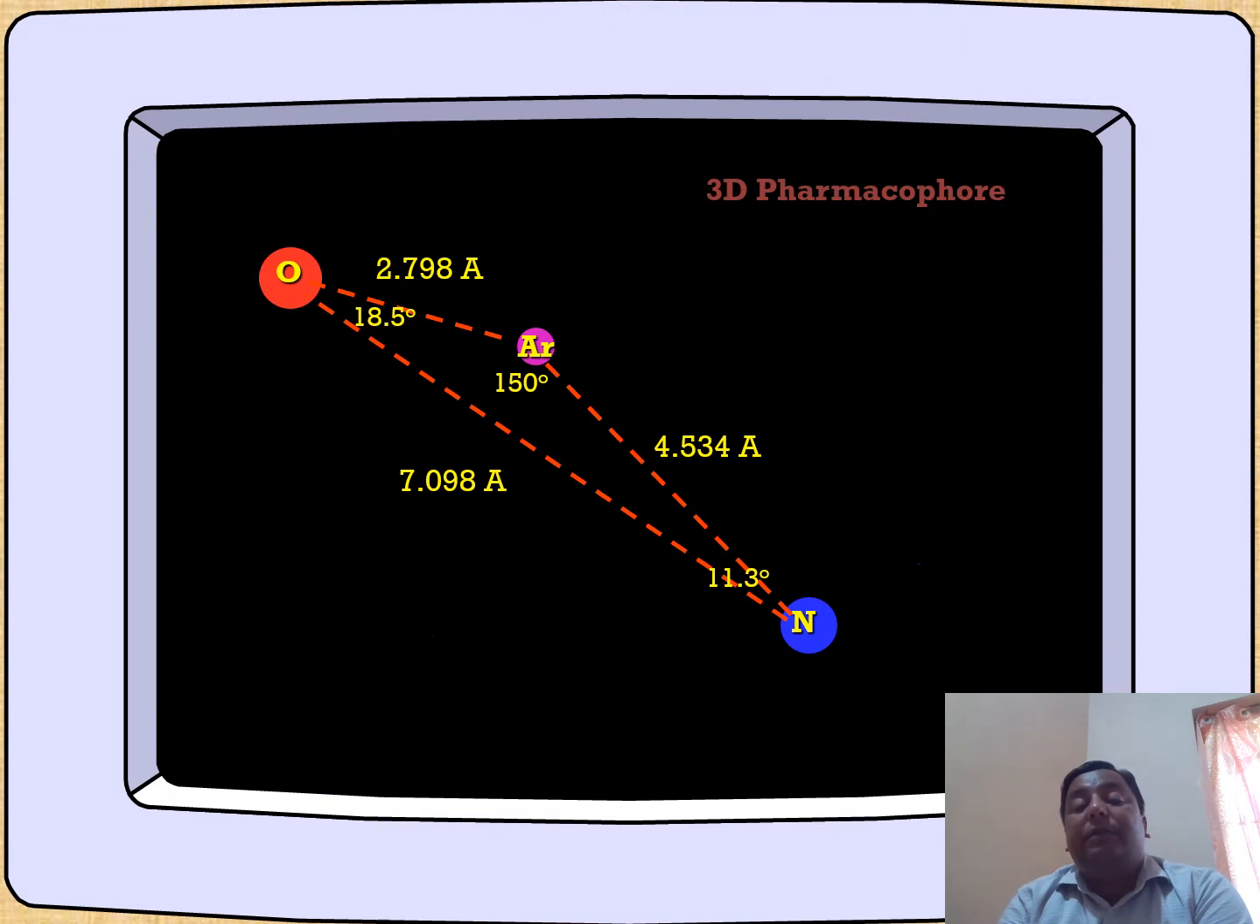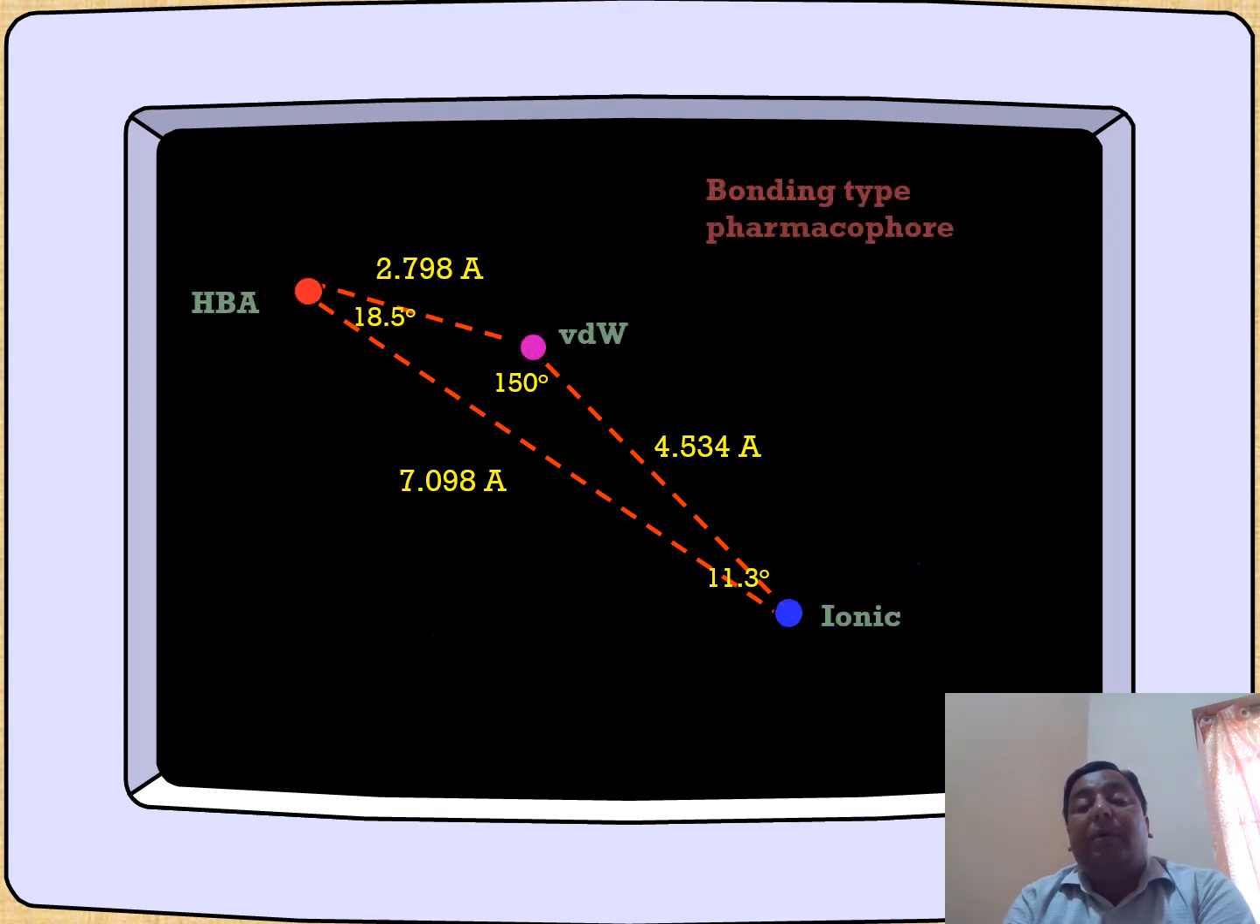So for the 3D pharmacophore features of these compounds, in terms of their bond length and bond angles, the compound must have one ionic atom, hydrogen bond acceptor atoms, and van der Waals interaction atoms, like the hydrophobic ones, which are there in the ring portions.